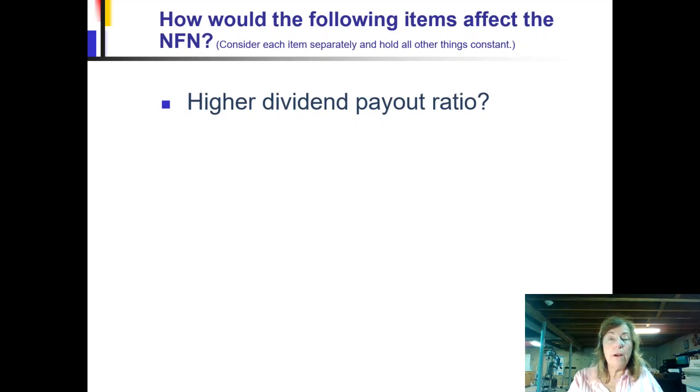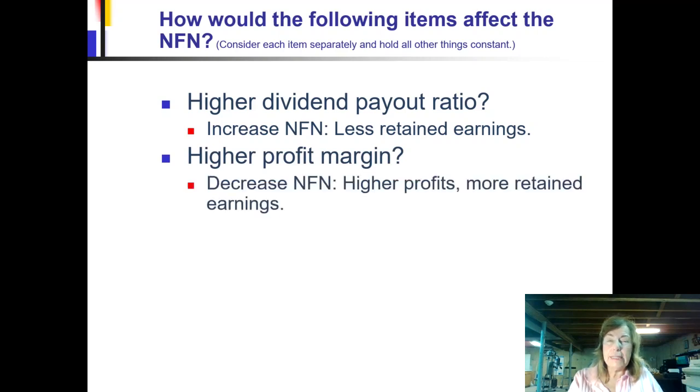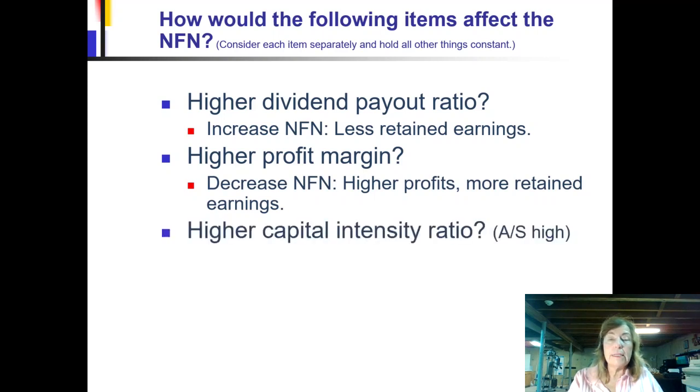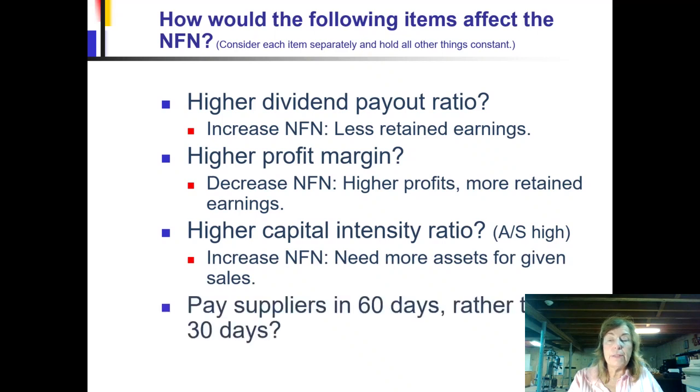Higher dividend payout ratio: increased net financing, less retained earnings. Higher profit margin: decreases the new financing needed, because higher profit allows us to retain more earnings. Higher capital intensity, higher assets per sales: we need an increase in our financing, since we need more assets for the given sales.